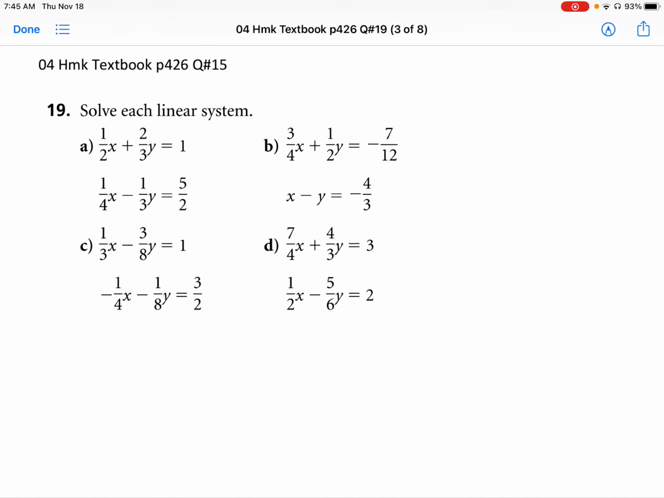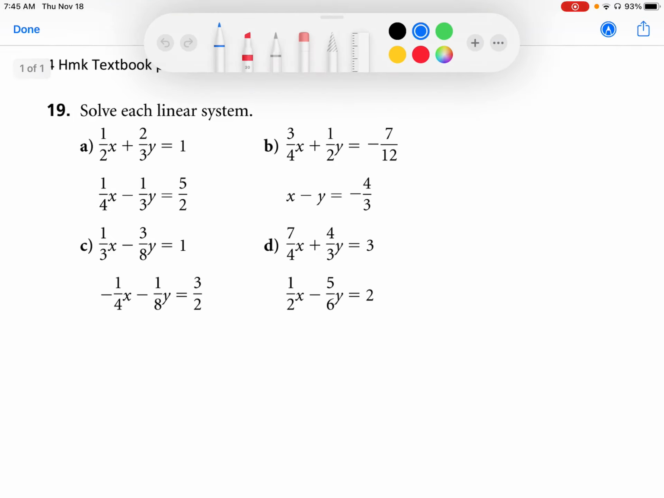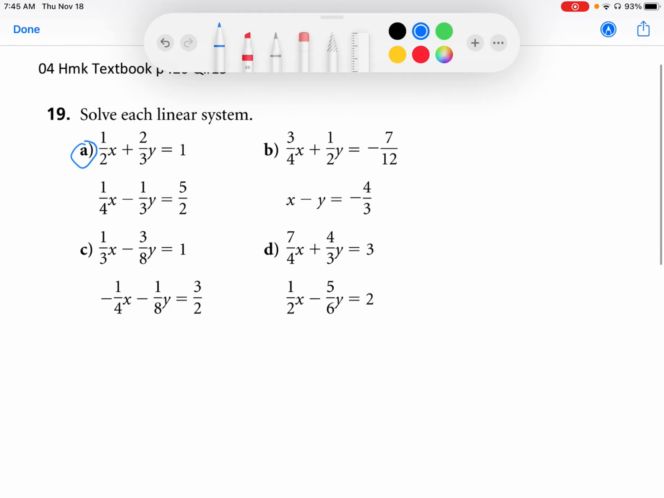So we're going to solve these linear systems, but these linear systems have fractions in them. So I've got to make sure I'm able to deal with a fraction. So I'm going to start with A, and I have equation 1 is going to be 1/2 x plus 2/3 y equals 1. And right away, I'm just going to get rid of the fractions. And I'm just going to multiply everything by 6.